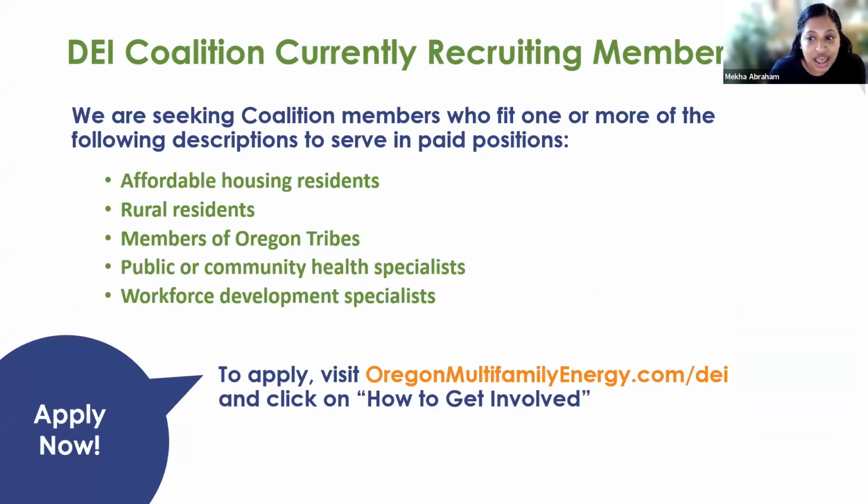Speaking of the coalition, I will make a quick plug that we are actively recruiting for additional members to fill current gaps that we have listed here. The DEI Coalition is a paid position and members meet monthly for 2 hours. On average, members can expect to participate each month for at least 3 to 5 hours and up to 10 hours, depending on what's going on that month.